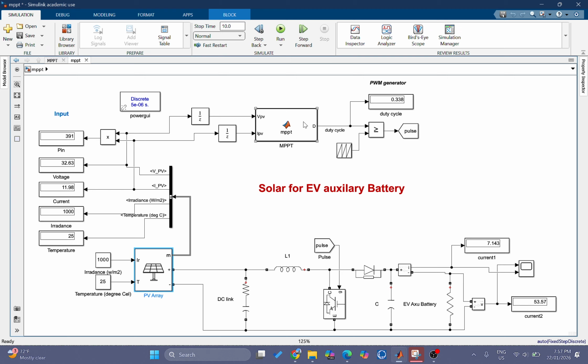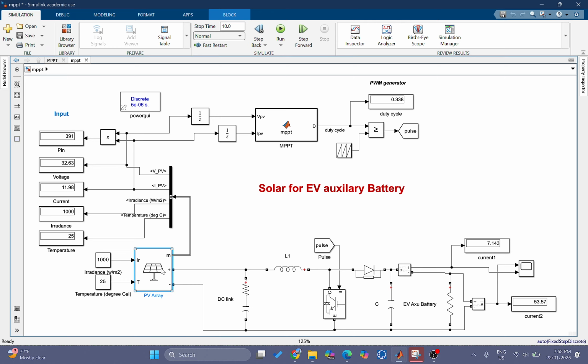The boosted output supplies a 48 to 54 volt DC bus, and this is the electric vehicle's auxiliary battery, and it represents the EV's auxiliary power system.